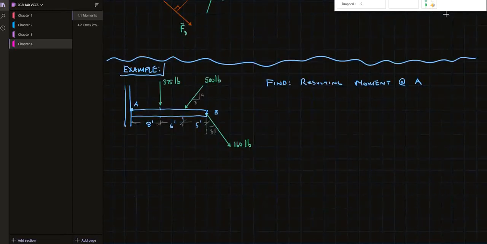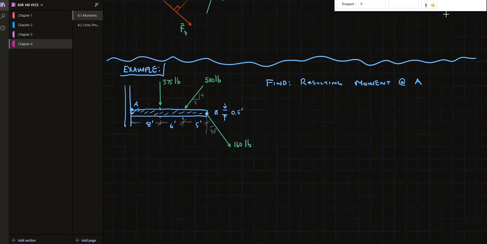Okay, let's do an example. Say we have a beam set up kind of like this, where A is positioned here at kind of like the origin, and the point B is in the middle of this beam, which is 0.5 feet. And the rest of the loading is as shown here. We want to calculate our resultant moment at A.